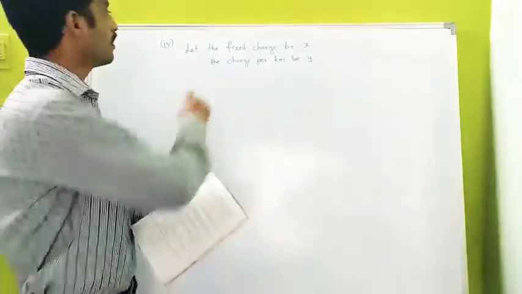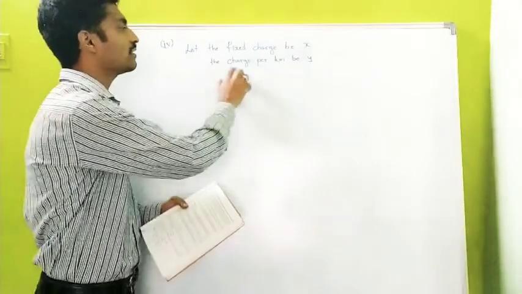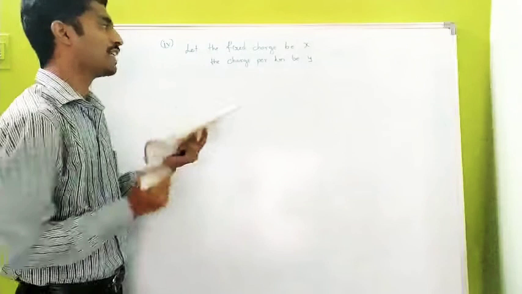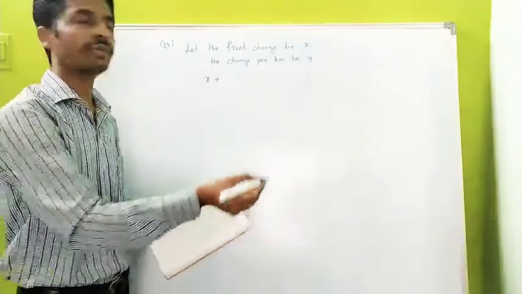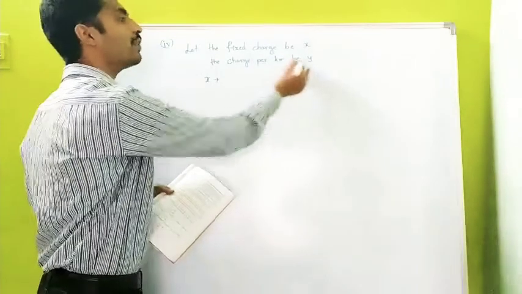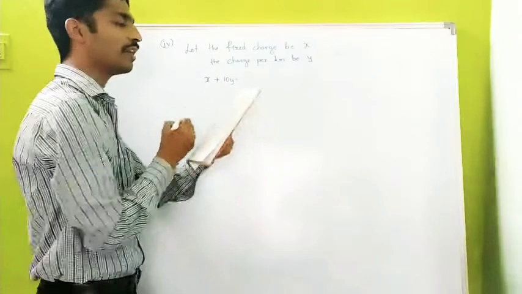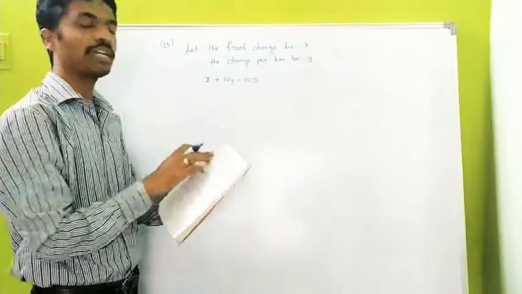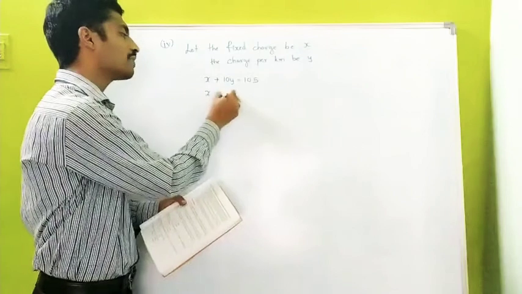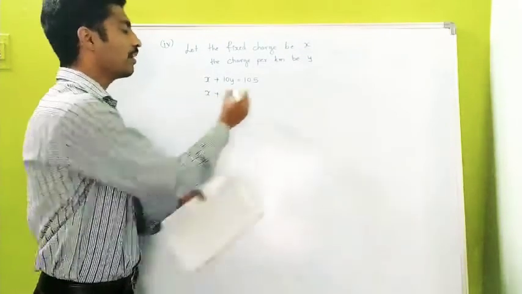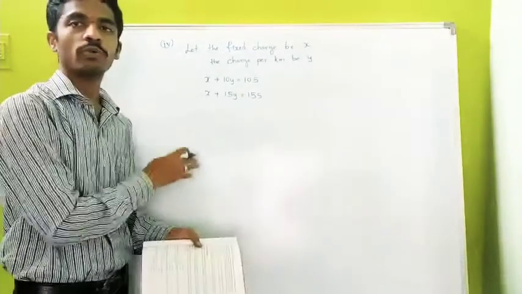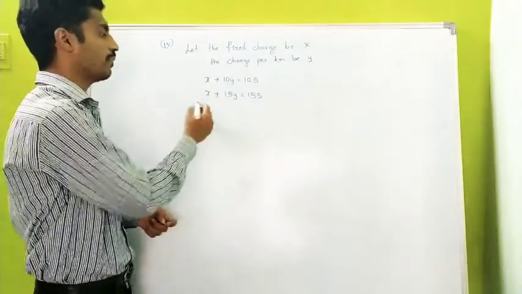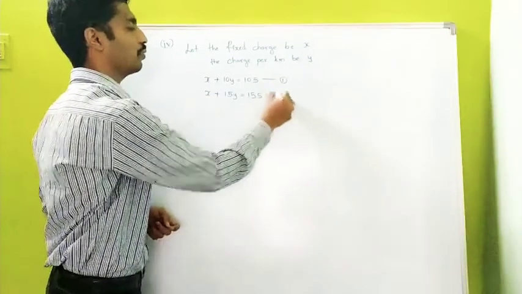Okay, so let the fixed charge be x and the charge per kilometer be y. First, he travels 10 kilometers: the fixed charge is x, and 10 kilometers means 10 into y, that is 10y, equal to how much he paid, 105. The second journey is 15 km: x is the same, plus 15 into y. He paid 155. Now we solve these two with the substitution method to get the x and y values.